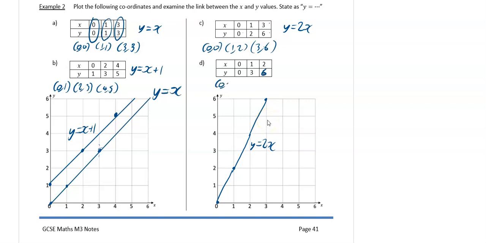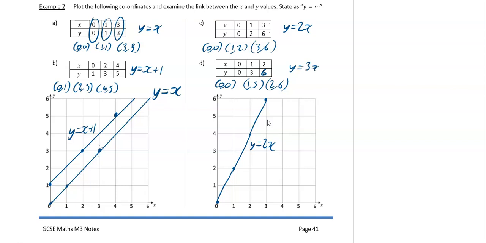So example D, we have got 3 points again. We've got 0, 0. We've got 1, 3. We've got 2, 6. So let's look at the relationship between those. When x is equal to 0, y is equal to 0. Not an awful lot we can learn from this one. When x equals 1, y equals 3. So y is 3 times as big as the x. And when x equals 2, y is equal to 6. So again, y is 3 times as big as the x. So it works. Y is equal to 3x.